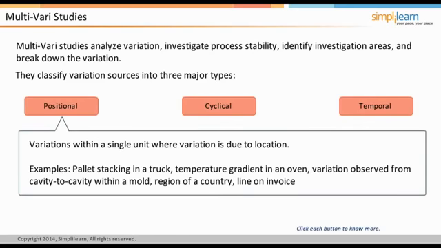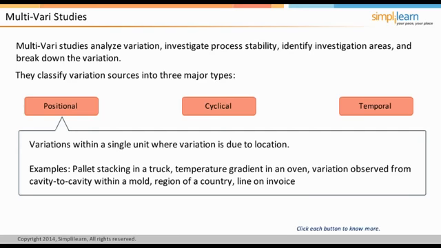Positional variation occurs within a single piece or a product. Variation in pieces of a batch is also an example of positional variation. In positional variation, measurements at different locations of a piece would produce different values. Suppose a company is manufacturing a metal plate of thickness 1 inch, and the plate thickness is different at many points. It is an example of positional variation.